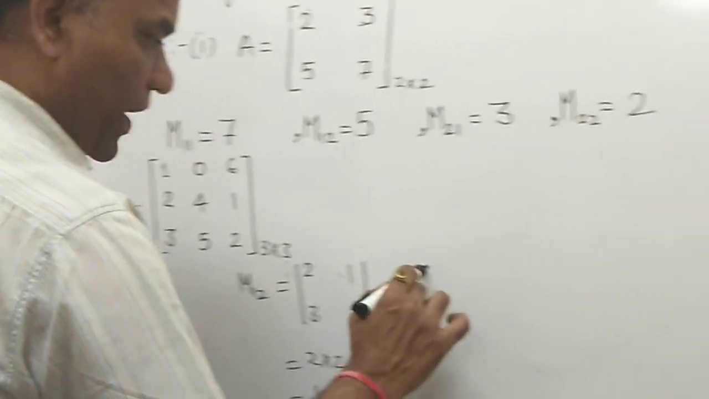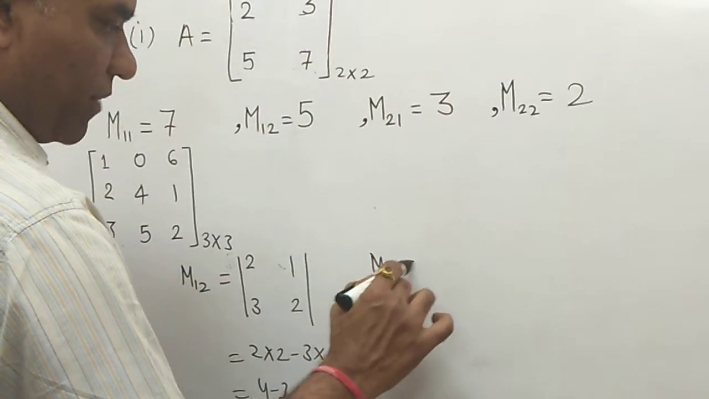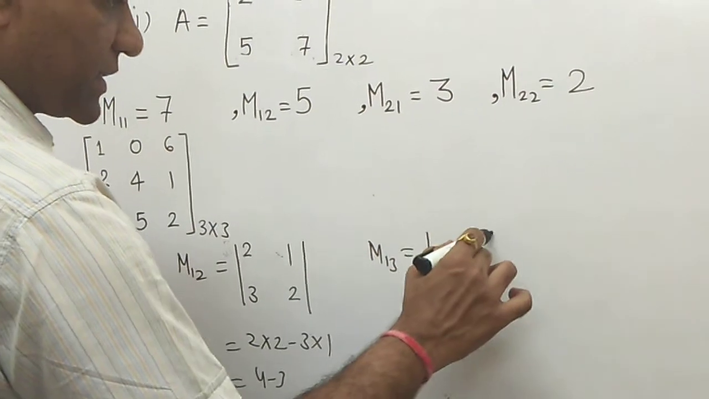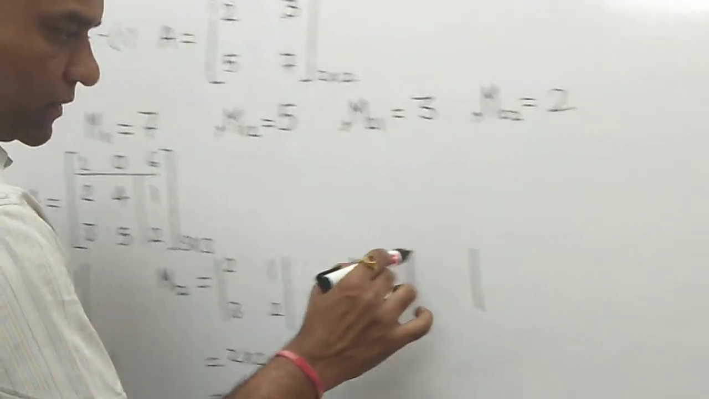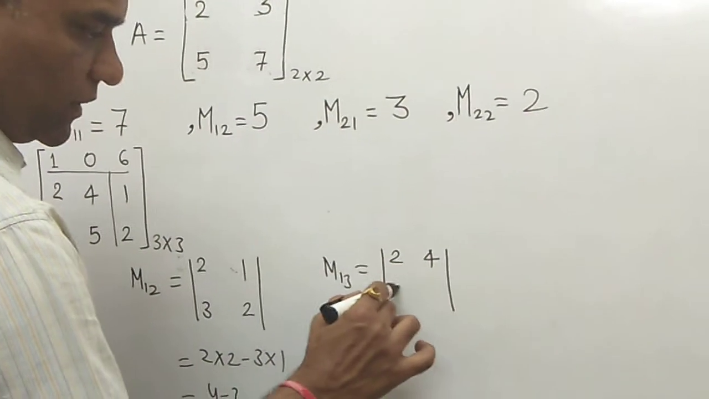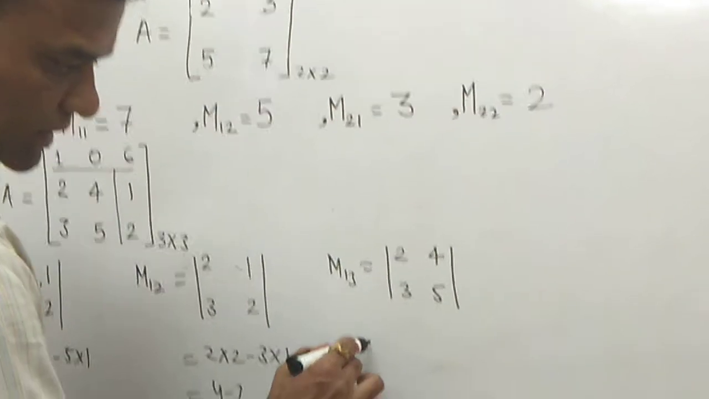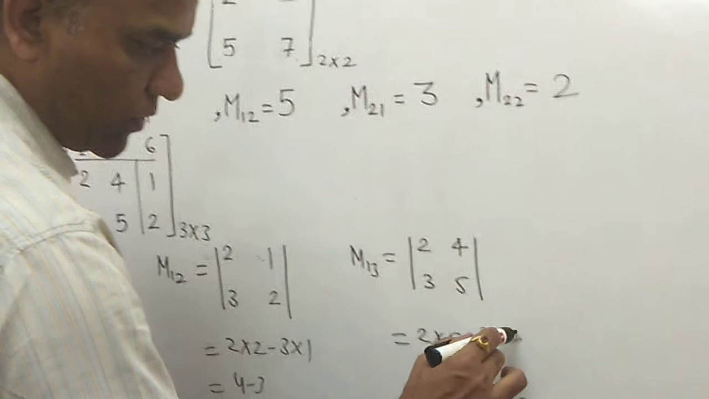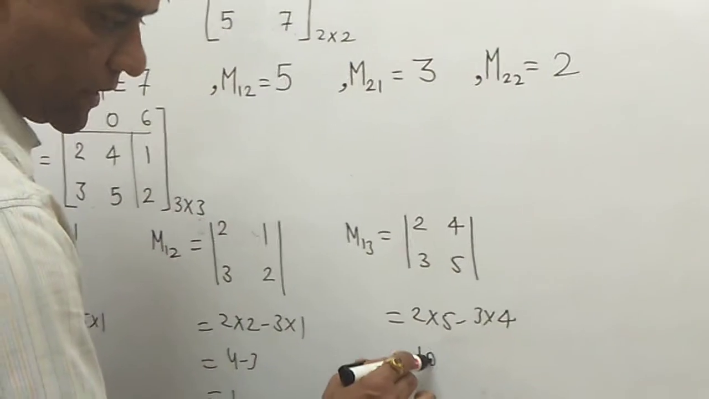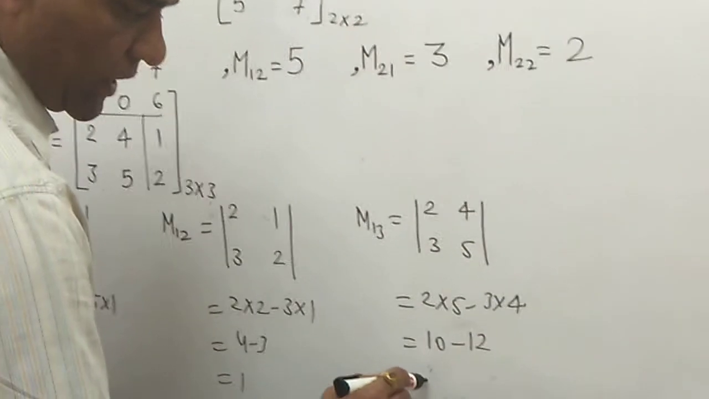Similarly, you find M13. M13 means first row and third column. First row and third column means 2, 4, 3, 5. So you write down here 2, 4, 3, 5. Then 2 into 5 minus 3 into 4. So 2 fives are 10 minus 3 fours are 12. Your answer is minus 2.